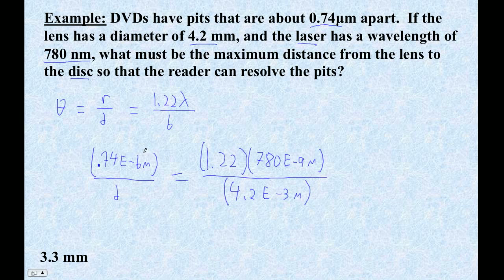Okay, so now we can solve this. Basically, d is going to be this number divided by all of that stuff. So 0.74e-6 divided by, and I'm just going to put it in parentheses, 1.22 times 780e-9 divided by 4.2e-3, because that's what a millimeter is. And I get 0.003266 meters, which is 3.3 millimeters.